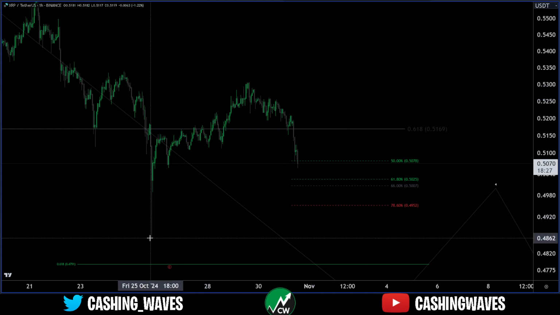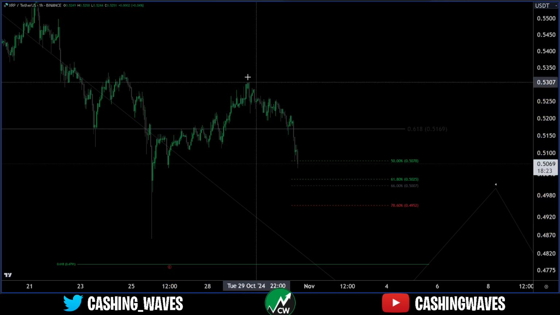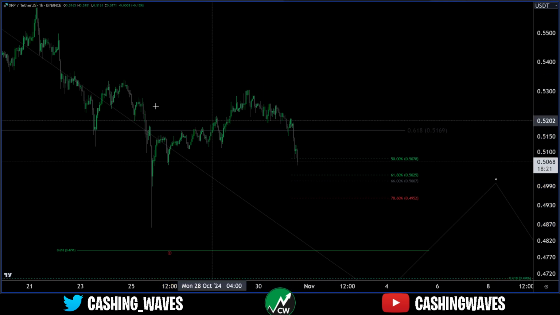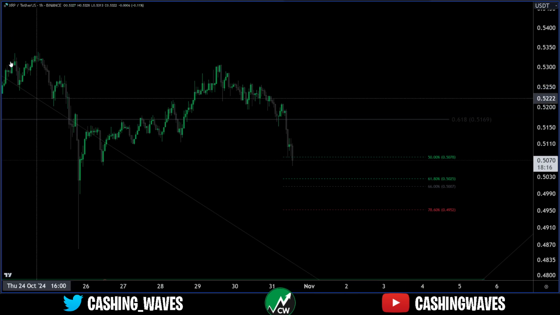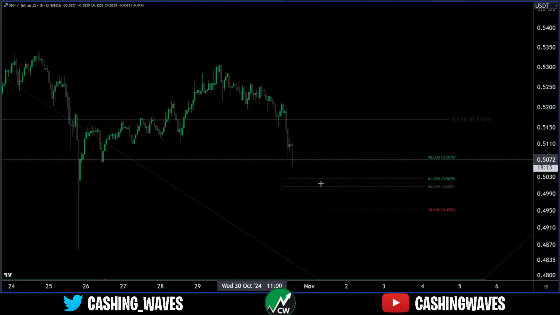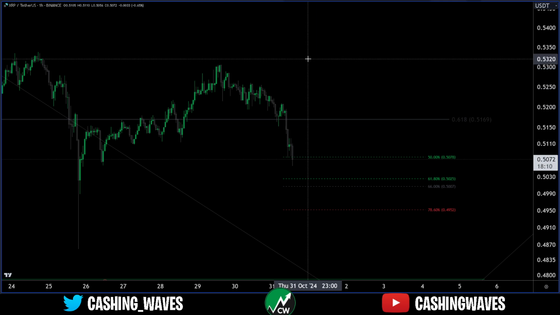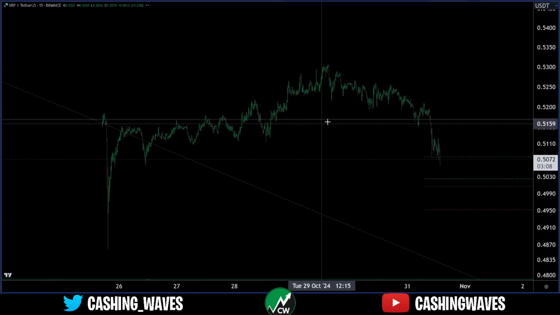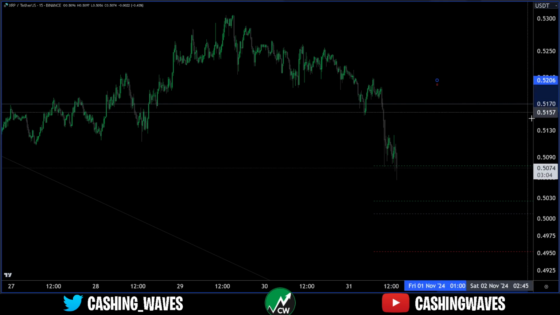I think it plays much better as an A, B, C, or W, X, Y as a three-wave move, and expect continuation to the downside. Now, there's two ways I would count this in the correction. This all comes down to strategy, okay? Now, I was looking at this on a couple different exchanges to see where lows were.